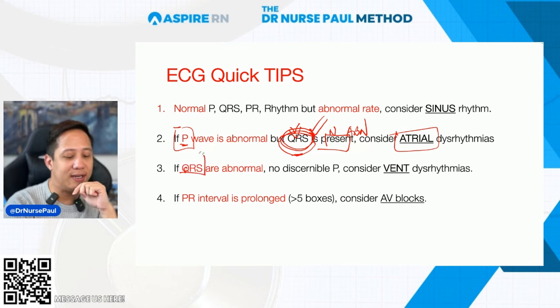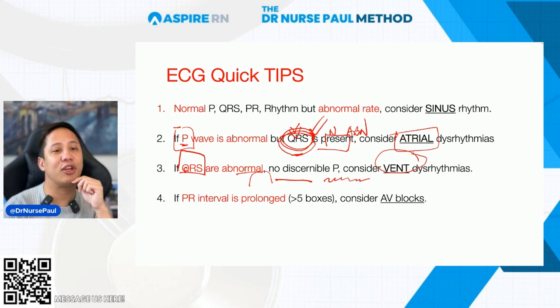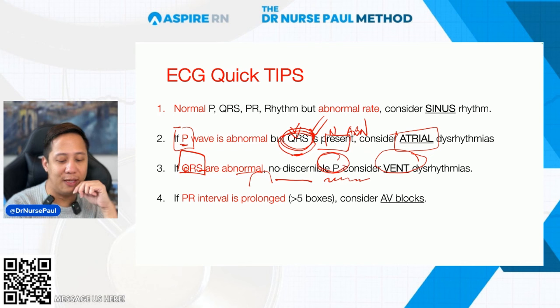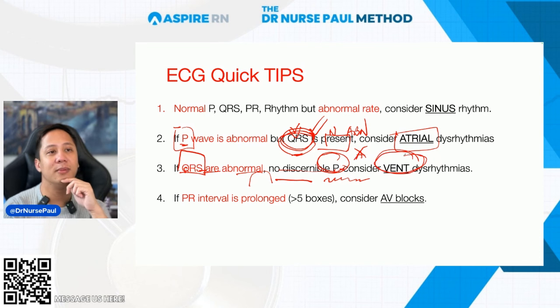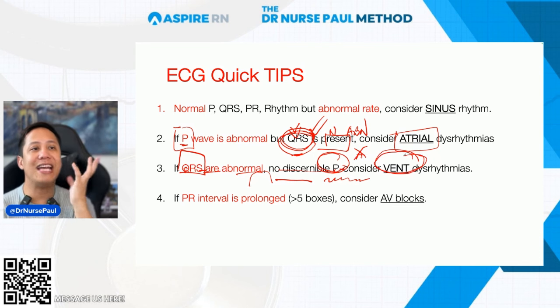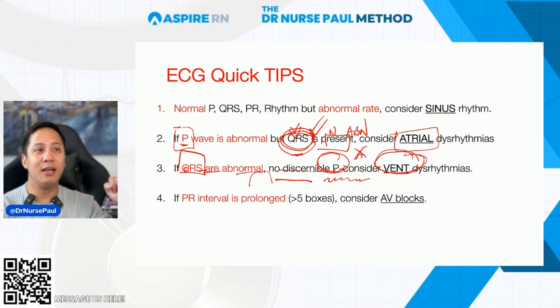Okay, QRS. If QRS is abnormal, you see it's wide, it's flat, it's wavy. Guys, think about ventricular right away. If QRS is abnormal and sometimes you don't see P at all, if you don't see P, atria is no longer functioning. QRS is abnormal, no P, that's a ventricular problem. P problem, atrial problem. No P, QRS is problematic, ventricular problem.